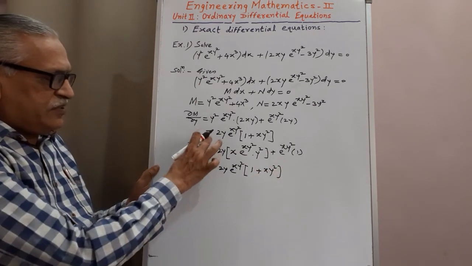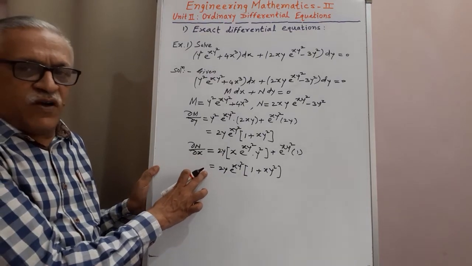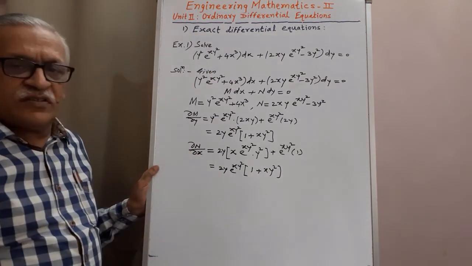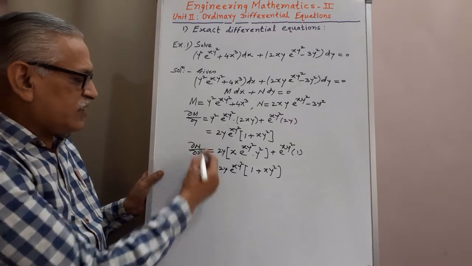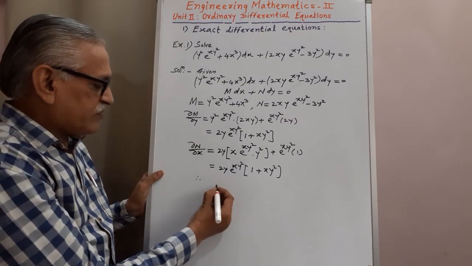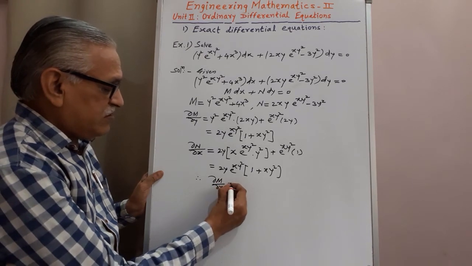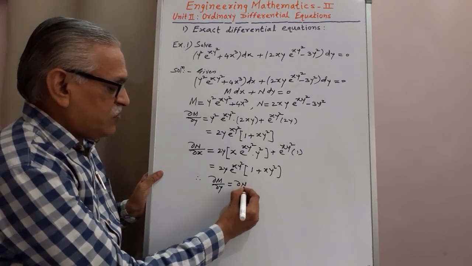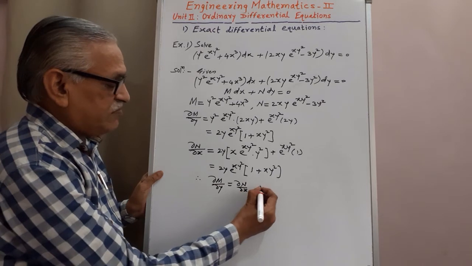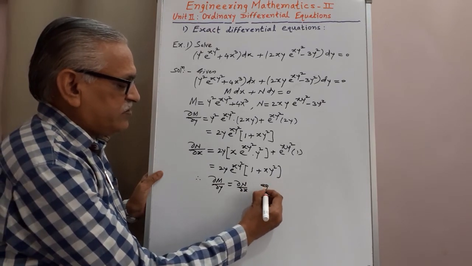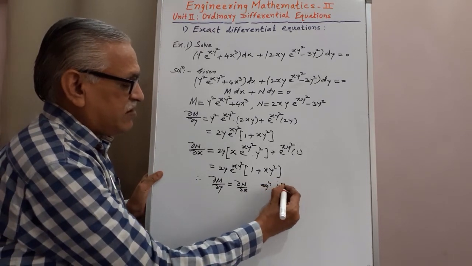If you see these two values, dou M by dou y and dou N by dou x, both are equal, and therefore dou M by dou y is equal to dou N by dou x. The equation is exact.